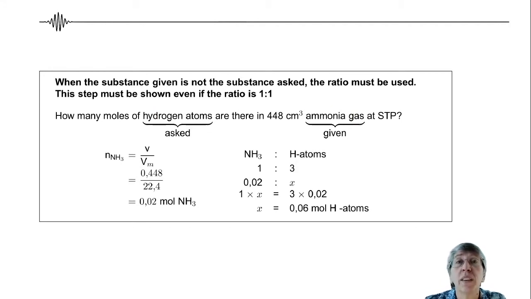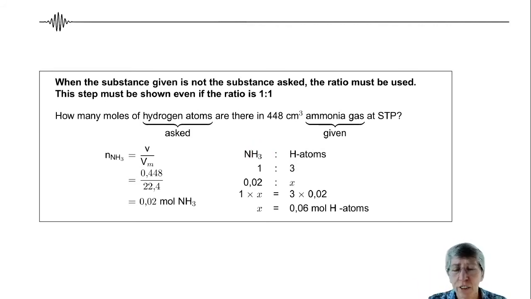Now, let's start with what they give us. They give us the volume of ammonia gas. So I'm going to start with that volume and I'm going to divide by 22.4 because now we are at standard temperature and pressure and get the number of moles of the ammonia. But that's not what they ask. They ask hydrogen. So somewhere I will have to go from ammonia to hydrogen atoms. Now there's no equation involved. It's just one substance and I'm looking at the hydrogens in that.